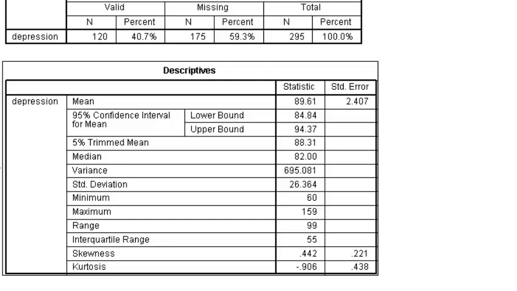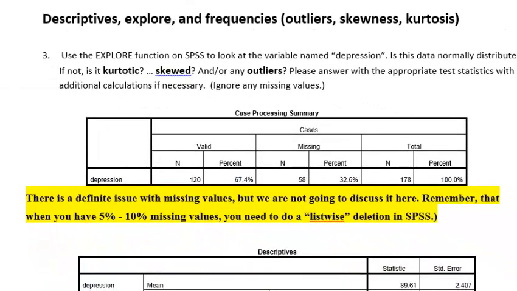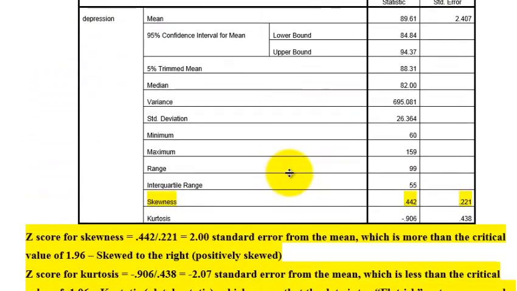Okay, so quick reminder: if you have between 5 and 10% of missing values, then you would need to do what we call a listwise deletion in SPSS. But you have to do something. Normally, 5% is the cutoff. You could miss up to 5% of data and still run your analyses accordingly, but anything over 5%, then you need to do something. So again, here's our descriptives box.